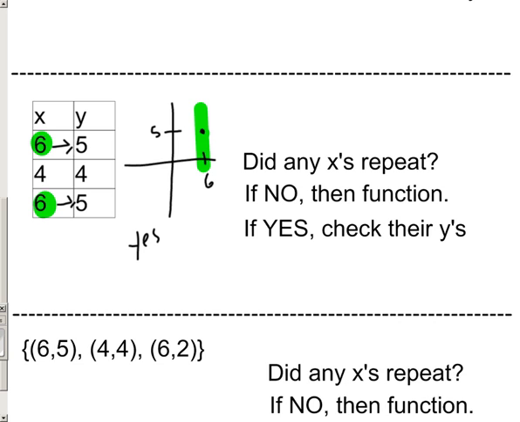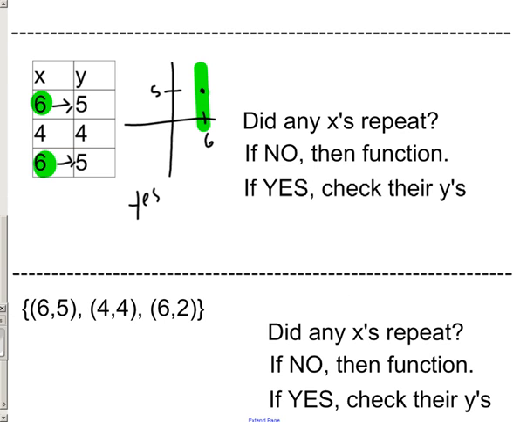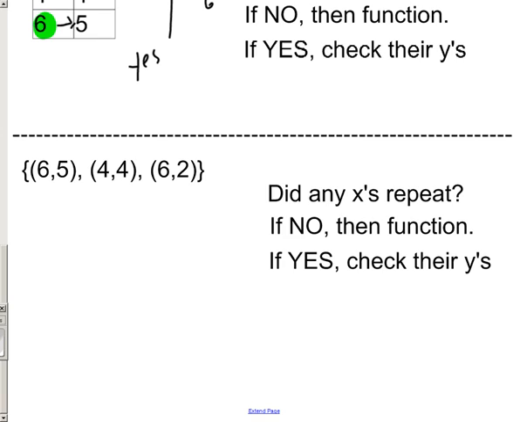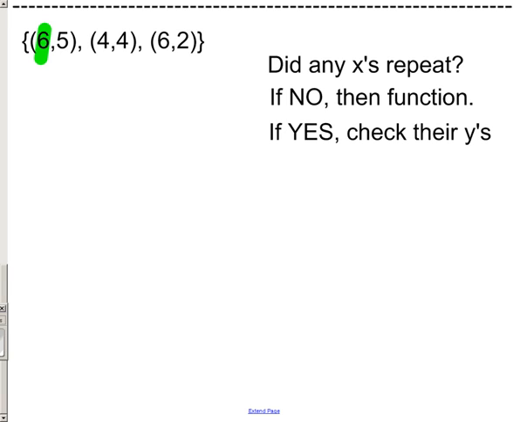And what about right here? Last one. Did any of my x's repeat? 6, 4, and 6? Well, yes, they did. Well, this 6 gave me a 5. I need to make sure that this 6 gives me a 5. Did it give me a 5? Nope. So it's not a function.